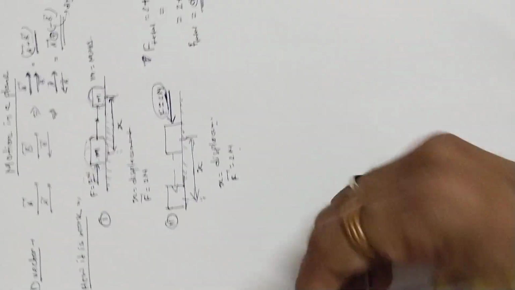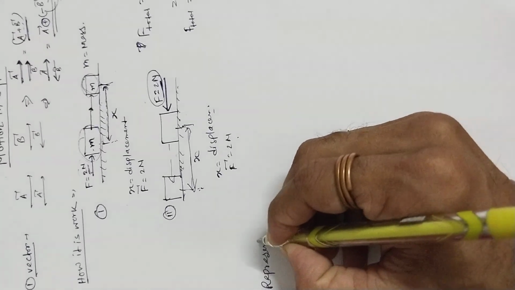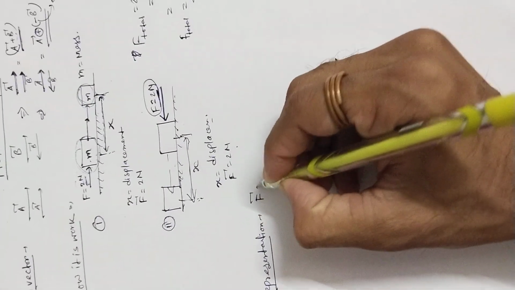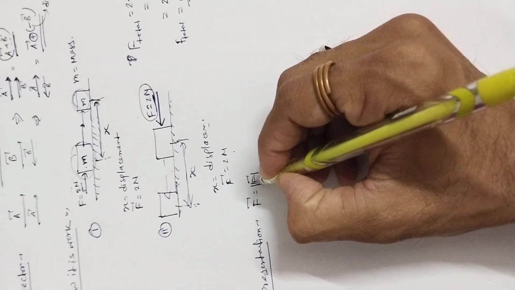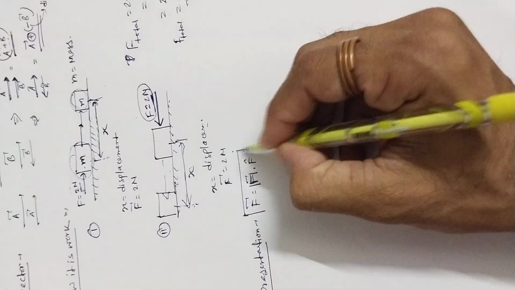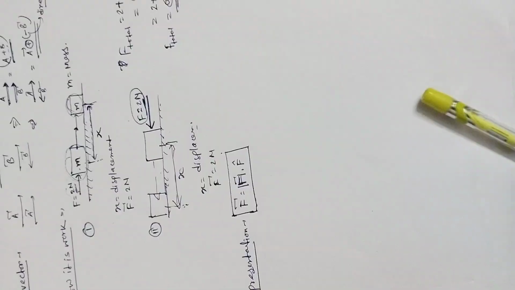Representation. Please see, the third point is representation of a vector. Force F equals mod of F dot F cap. We can also write that F equals mod of F dot F cap.